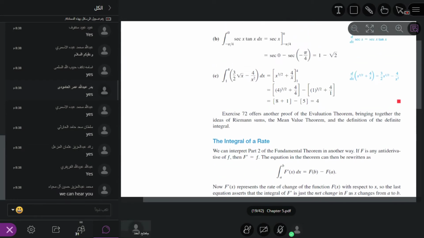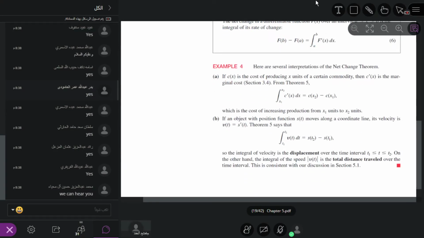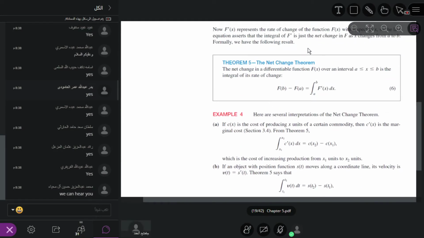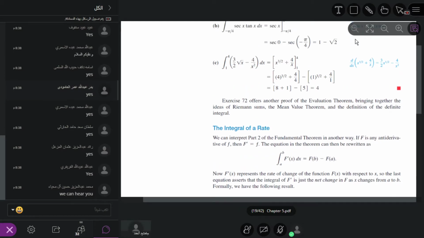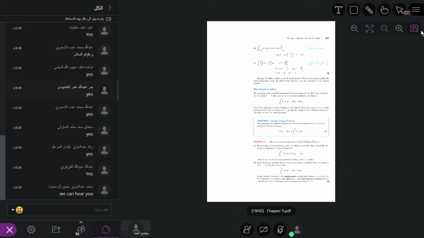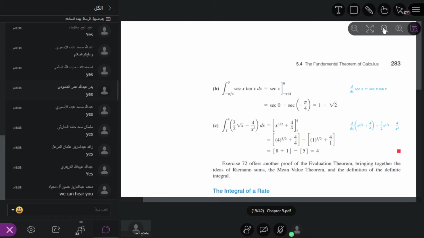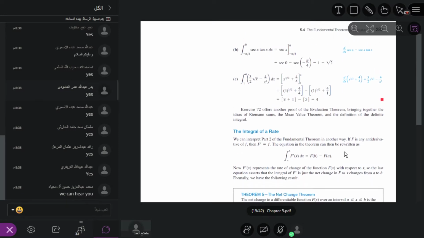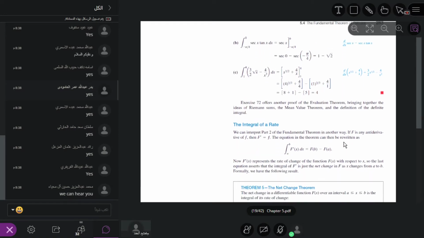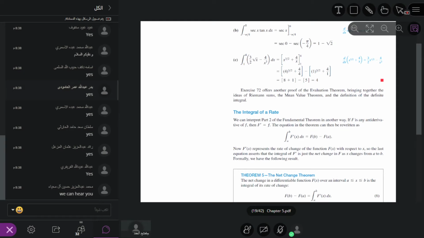The relationship between differentiation and integration, and also how we can find the area of the graph of the function. It means the area between the graph of the function and the x-axis. So how can we find this? And we shall solve today the exercise 5.4.